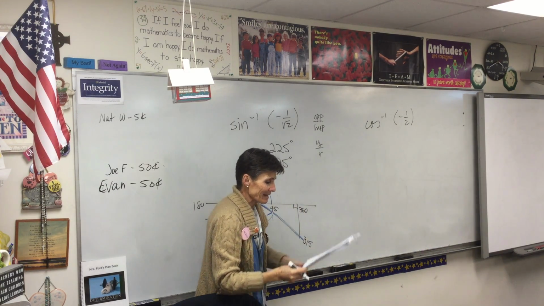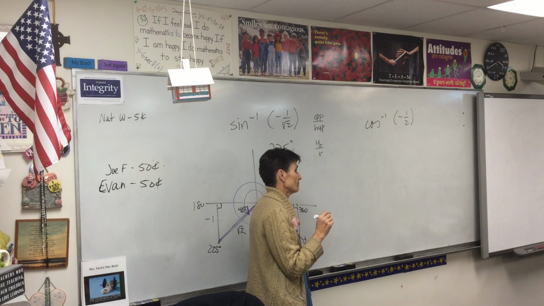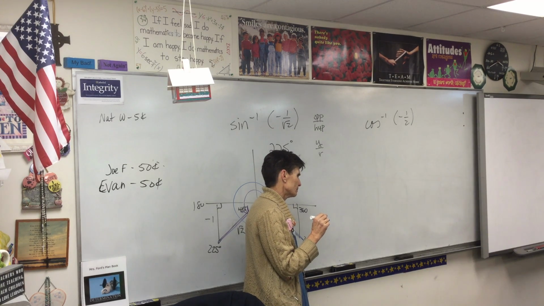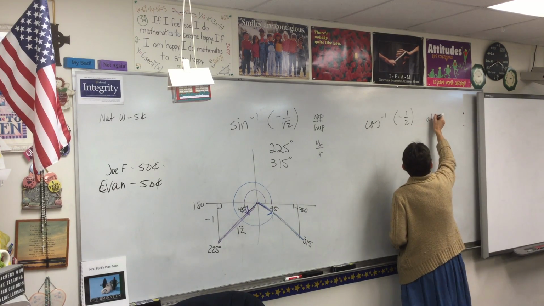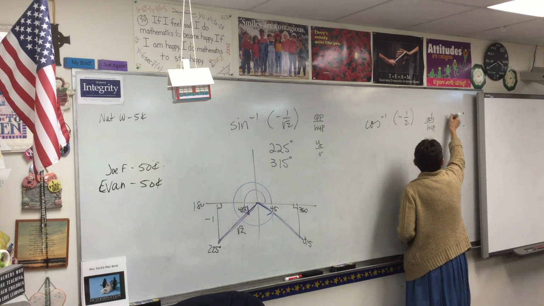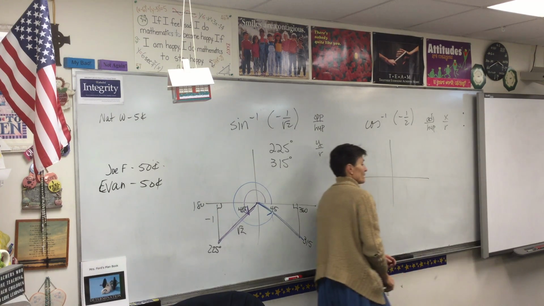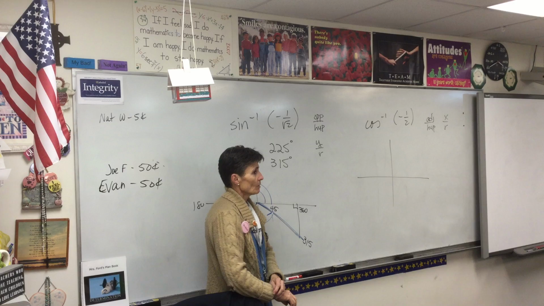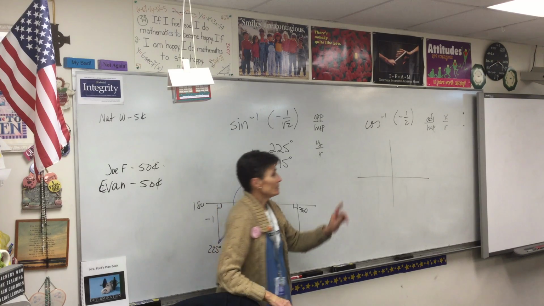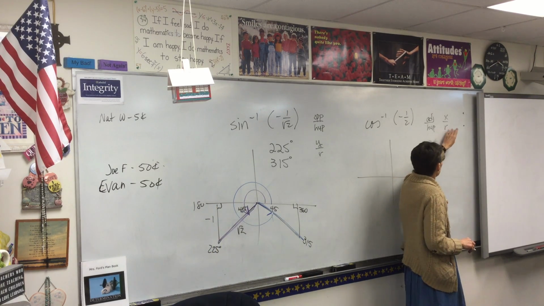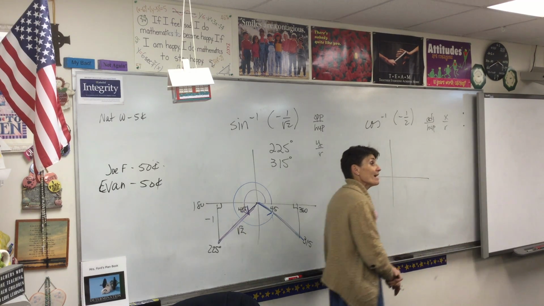All right, cosine negative 1/2. So I need an angle whose cosine is negative. Cosine: adjacent over hypotenuse, x over r. Now don't word it out. I want everybody thinking about this. Where could the cosine be negative? Now, right here's your key. R's out of it. R's always positive. So I really want to know, where is x negative?